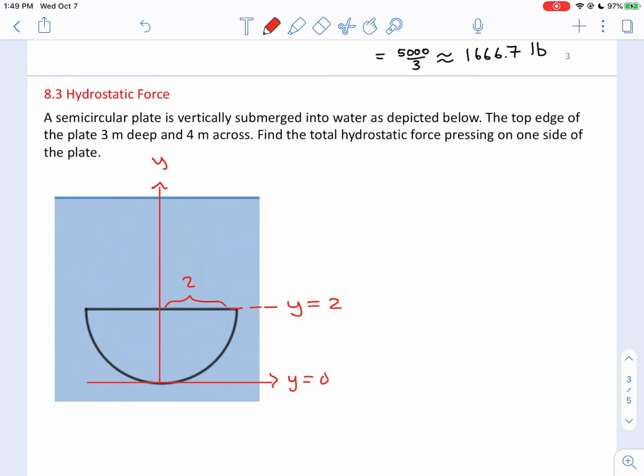And we also are told that the top edge of the plate is 3 meters deep. So that means the water level is at height y equals 5. And we have our frame of reference in play. The next thing we do is draw an example of an arbitrary strip through here. We've got to figure out how long it is. Its thickness will be dy, but then we also have to figure out how deep it is as functions of y.